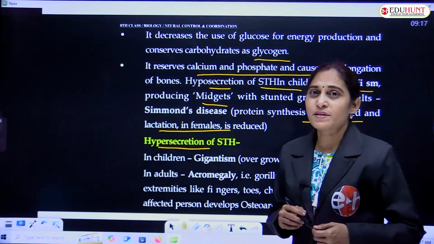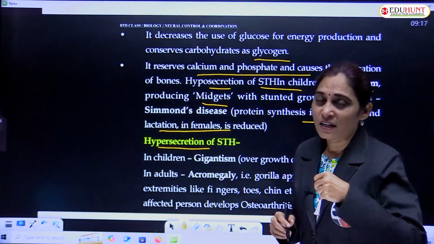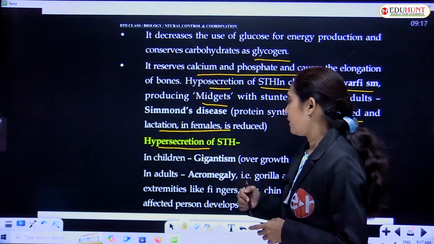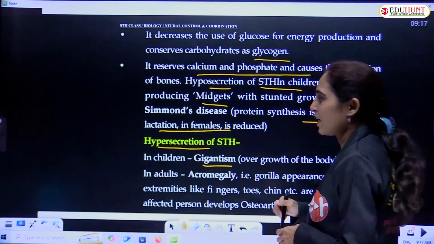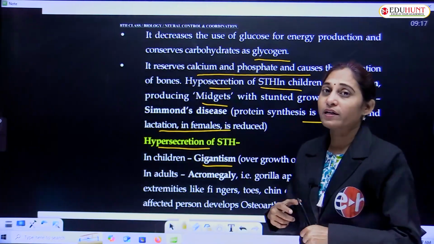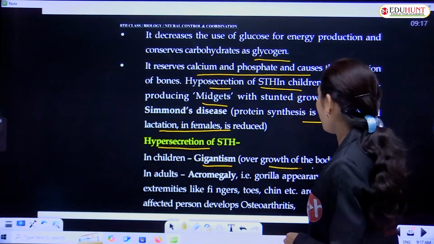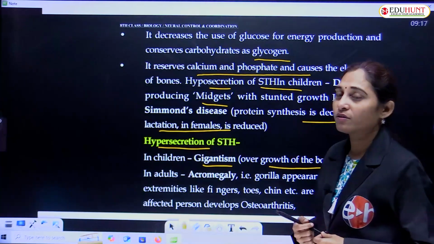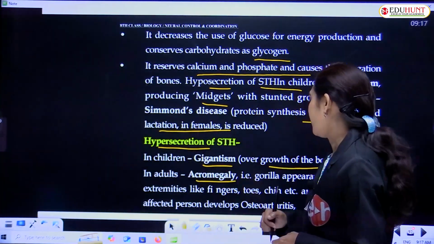Hypersecretion: what happens if the secretion increases beyond normal levels? It causes gigantism, a large body because of overgrowth of the body. In adults it causes acromegaly.